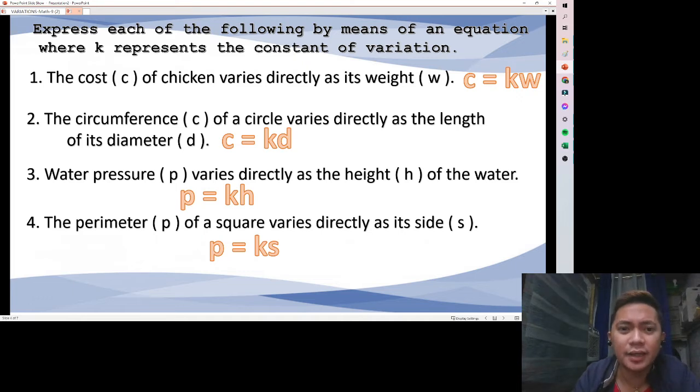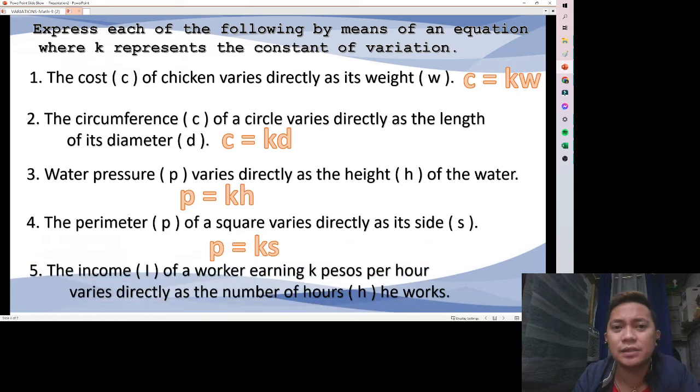And the last question here is, the income of a worker earning k pesos, for example per hour, varies directly as the number of hours he works. So to express it as a mathematical statement, that will become I, your income, is equal to k times your hours, which is H. That's how you make the equation.